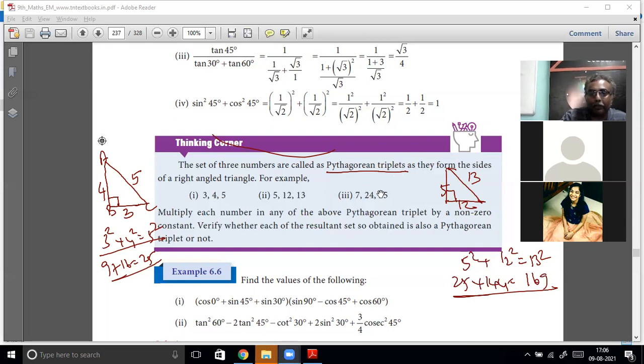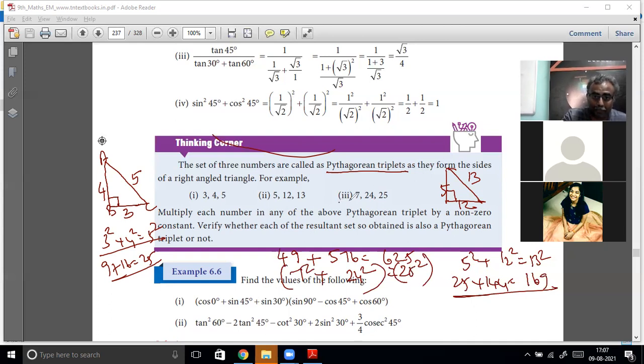Same way 7, 24, and 25. 7 squared is how much? 49. 49 plus 24 squared, which is 576, is equal to 625. This is 25 squared. This is 24 squared. This is 7 squared. 7 squared plus 24 squared equals 25 squared. Again, 7, 24, 25. When you see it, you should say, it's a Pythagorean triplet, and be alert. You should not be blinking at 7, 24, 25. You have to find out something.